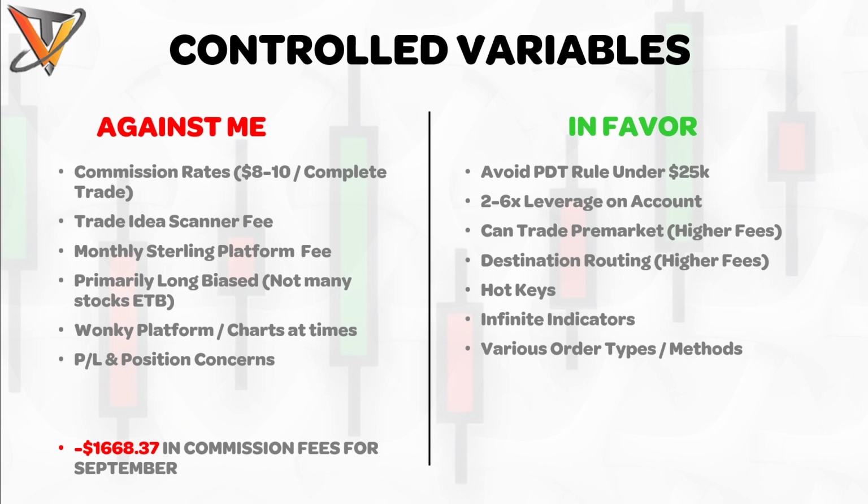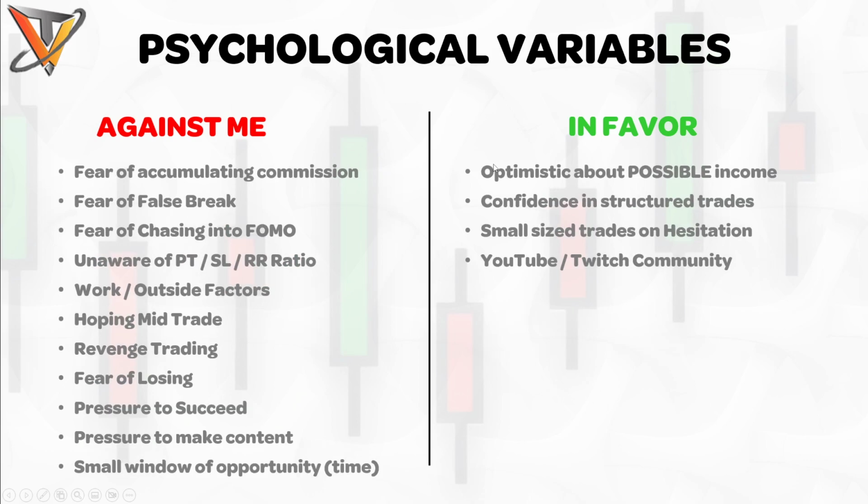Like, it's kind of messed up. So it's hard to say whether that's even something in my favor or not with the indicators. Now, psychological variables. This is the biggest one I would say in terms of trading for me. I have all these stacked against me, and I'm sure there's more. These are just the ones that I noticed right away.